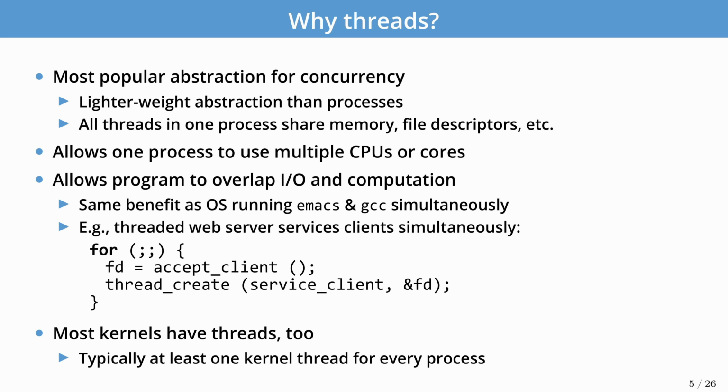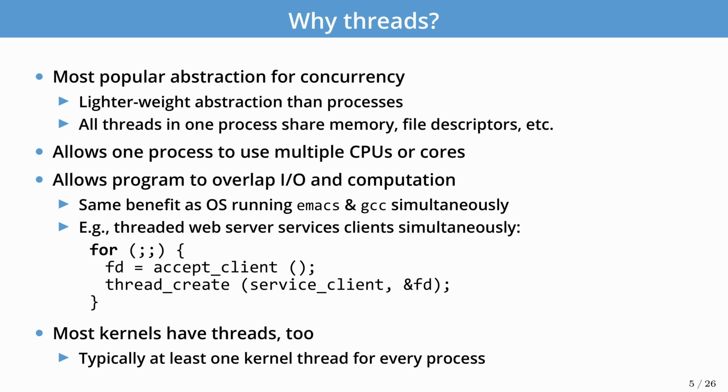So here I have a pseudocode for a web server where one thread is accepting connections, taking in new clients that are coming in, and then creating separate client threads that are going to service that client. When one of the client threads is waiting for the client to respond, other client threads can process requests that have already been made.